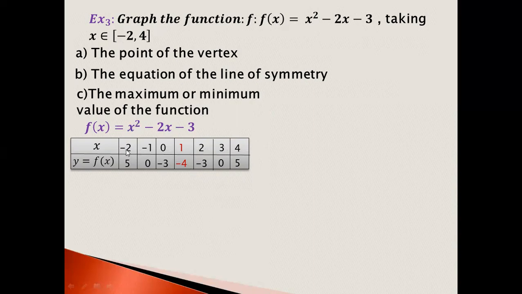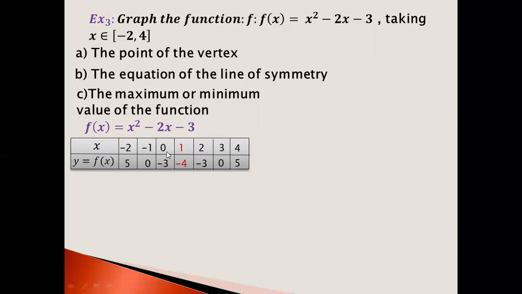At first, we need to find the image of the element -2. To find the image of -2 by using the function rule, we have to replace the letter x here and here by the number -2, and the final result is going to be 5. So the image of -2 is 5. And the image of -1, we can find it by using the function rule. We have to replace the letter x here and here with the number -1. And the final result, if we calculate it, is going to be 0. So the image of -1 is 0.